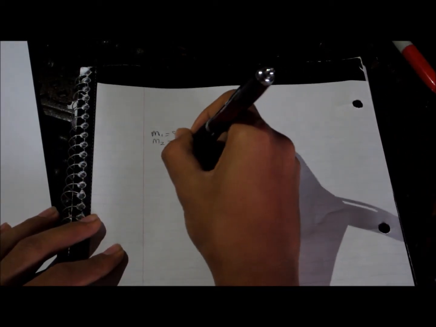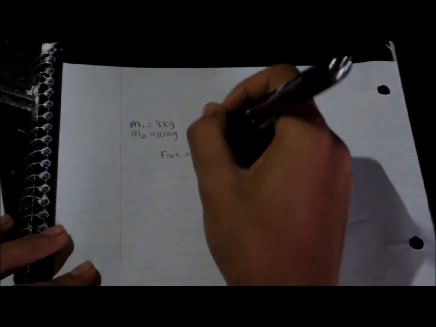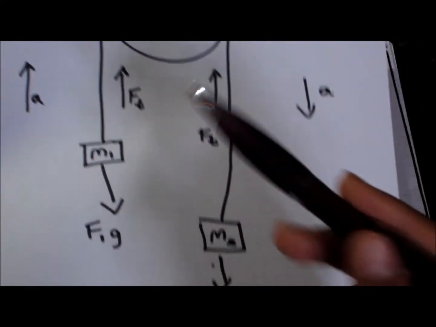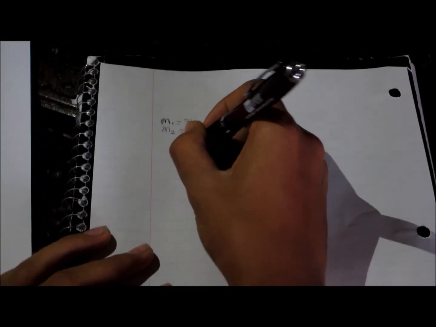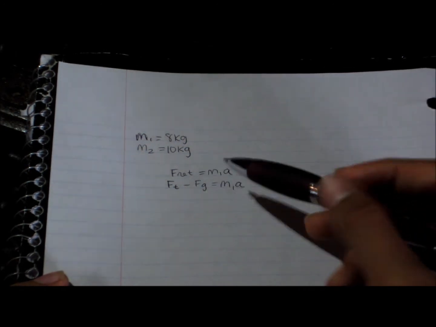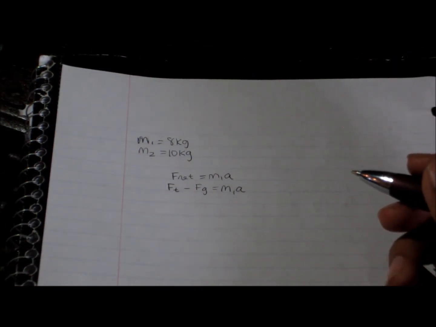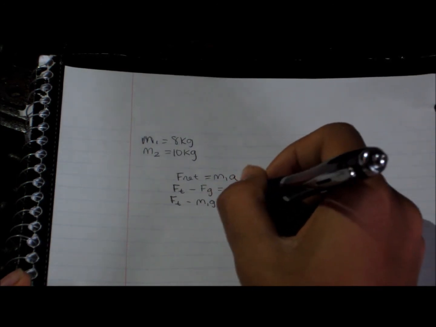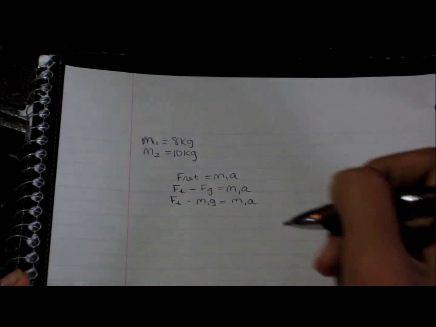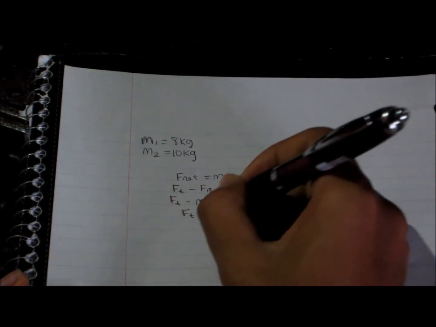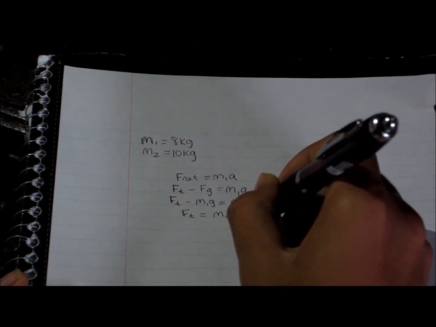So we can write F net is equal to m1a, since this is for mass 1. As I mentioned earlier, the difference between the force of tension going up and the force of gravity going down is going to be equal to m1a, the mass times the acceleration. So we can rewrite F net as Ft minus Fg equals m1a. Now we can rewrite this one more time because we know the force of gravity is equal to mass times gravity, which, as the problem mentions, is 10 meters per second squared. So we can write this as Ft minus m1g equals m1a. Next, we're going to move the m1g to the other side to isolate Ft, so Ft equals m1a plus m1g.